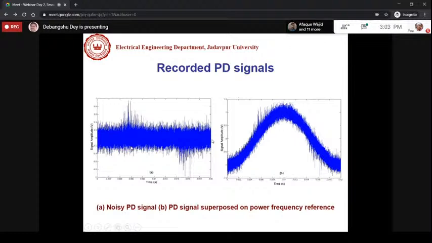Actually, discharge means some sort of charge, and using some calibrator we can convert this voltage into charge. But for the time being, forget about the charge. Let's say that we have some signal. Our objective is to detect the location or type of the partial discharge that is occurring. The right side one, figure B, is the 50 hertz signal, and if we apply some voltage, the partial discharge signal is superposed on the 50 hertz signal, and it will look like this.